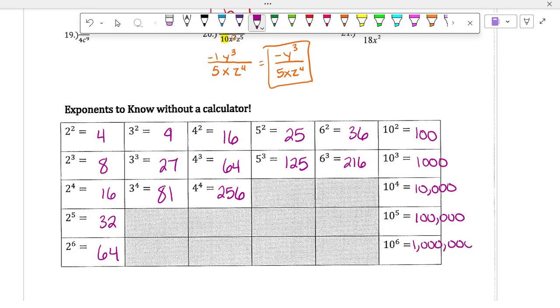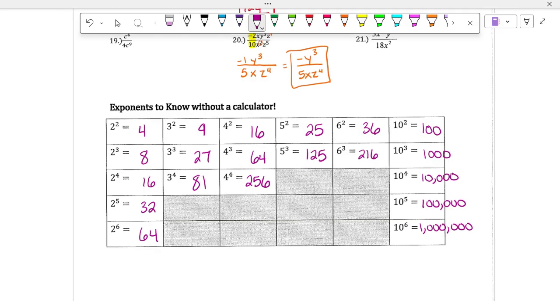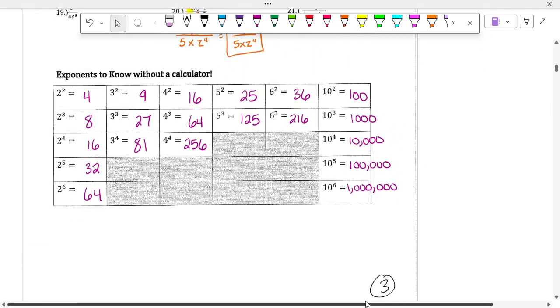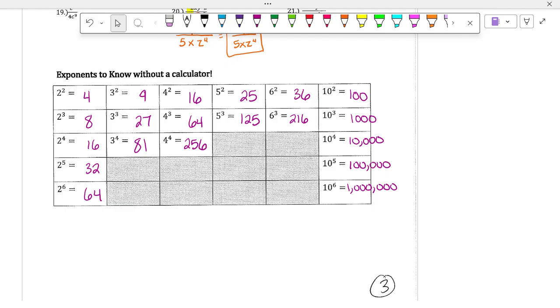So tens are easy because for every power you go up, you just add another 0 at the end. All right, and that is all for multiplying and dividing exponents. Head on over to the second video to hear about the power rule.